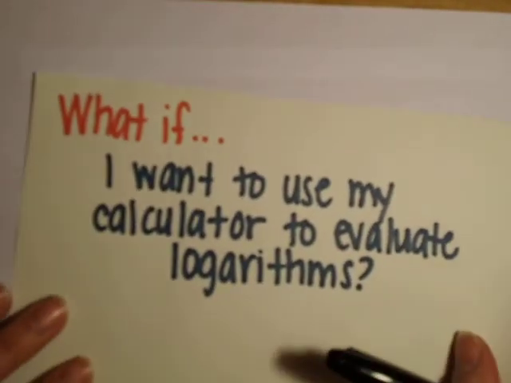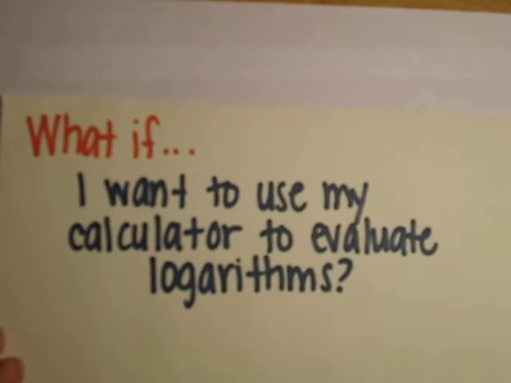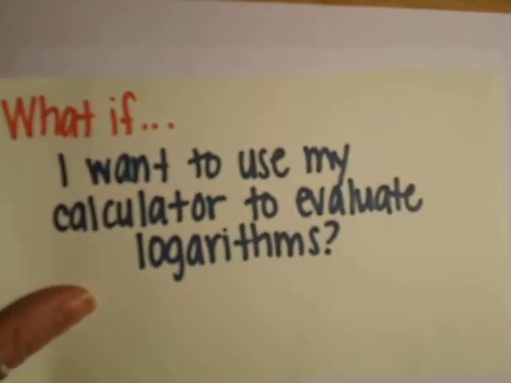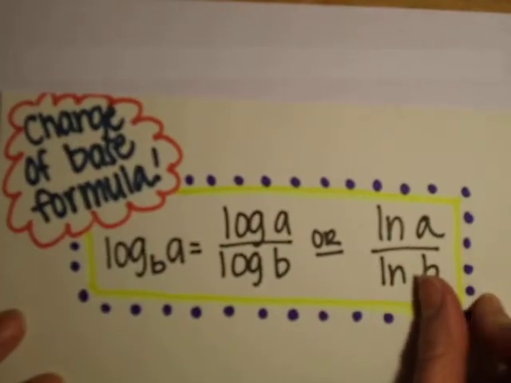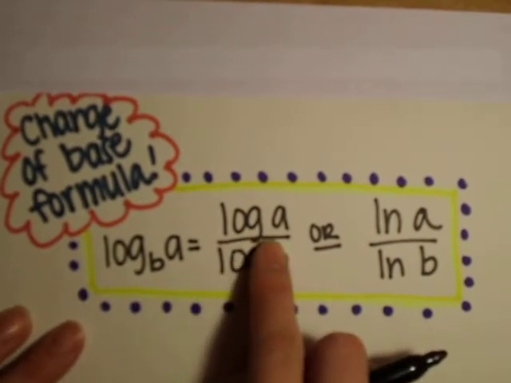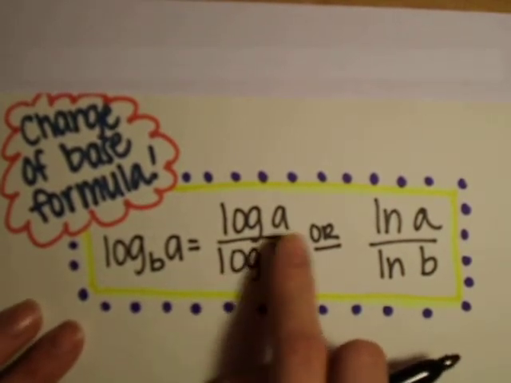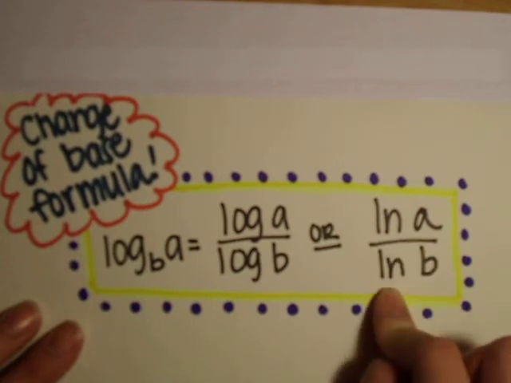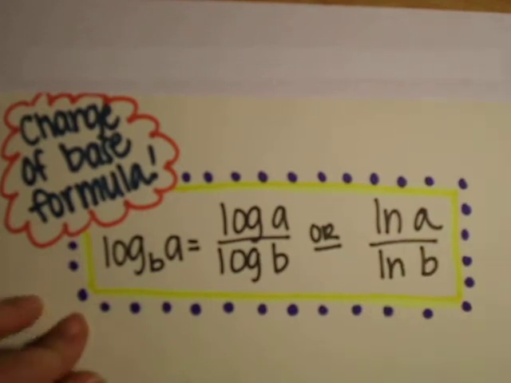Now, what if I want to use my calculator to evaluate logarithms? You can only use this when you have a base of 10 or e. So we have this nifty formula called the change of base formula. It says that log base b of a can be rewritten as log of a over log of b, or natural log of a over the natural log of b. So let's try some.